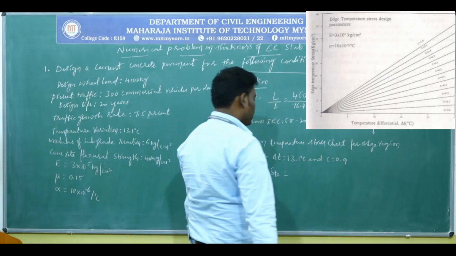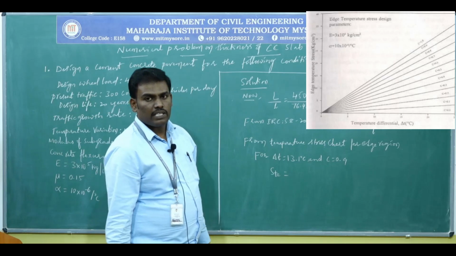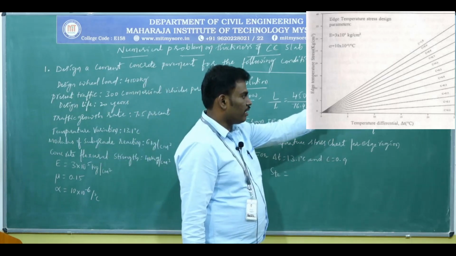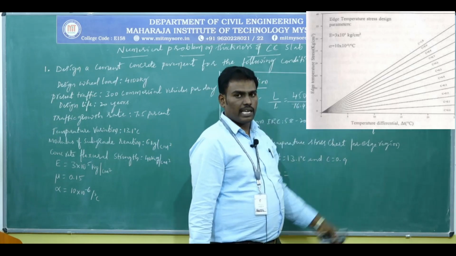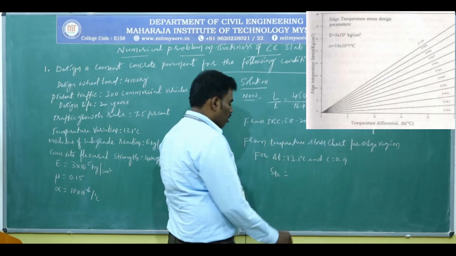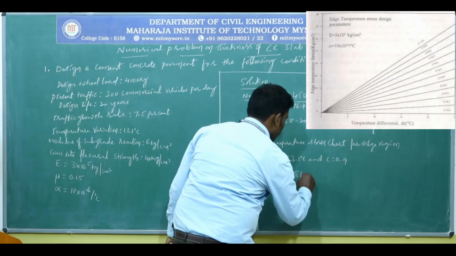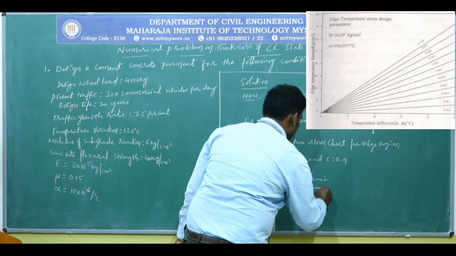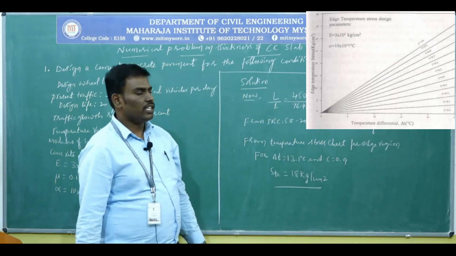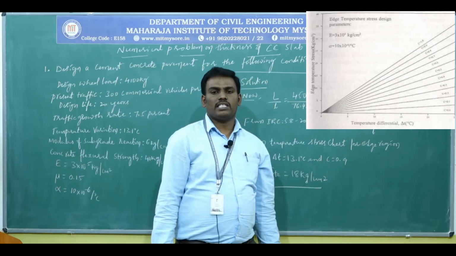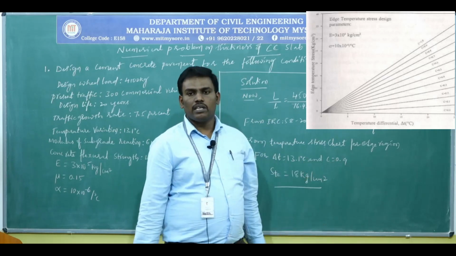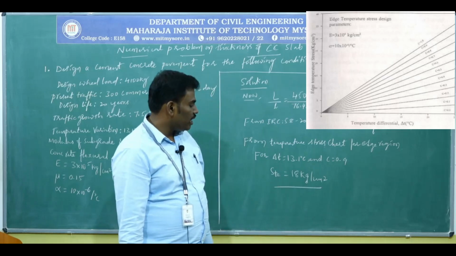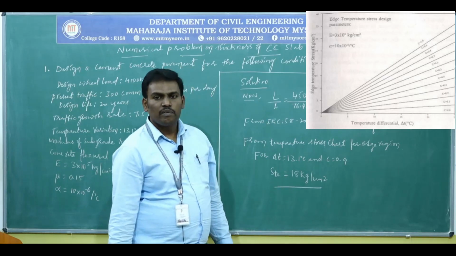STE is the temperature stress at the edge region. How much is it? Refer to the 13.1 and 0.9 C curve. How much do you get? It's about 18 kg per centimeter square. Temperature stress at the edge region, using the temperature stress chart, you may get about 18 kg per centimeter square.